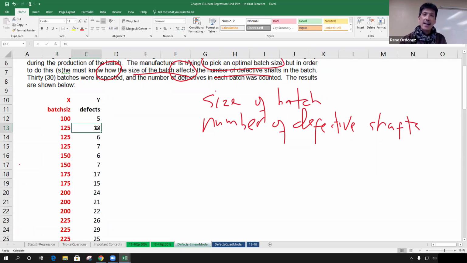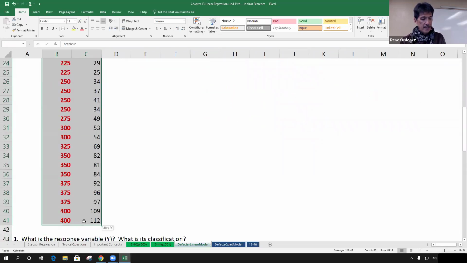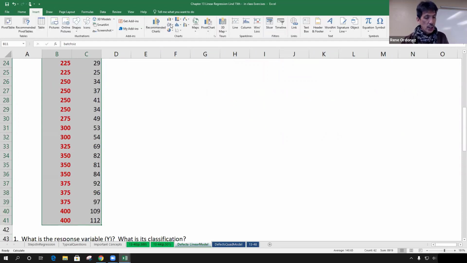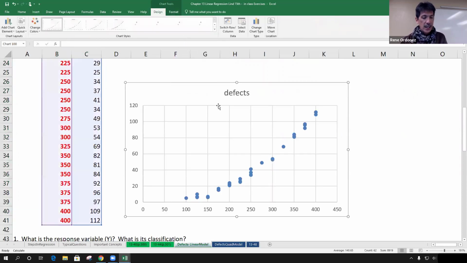They observed 10 defective shafts in this batch. Run it again using the same batch size. 6 were observed to be defective. So we will highlight these two columns. Again, I'm showing you the Excel way where we will insert an XY scatter plot. All right, so here it is.